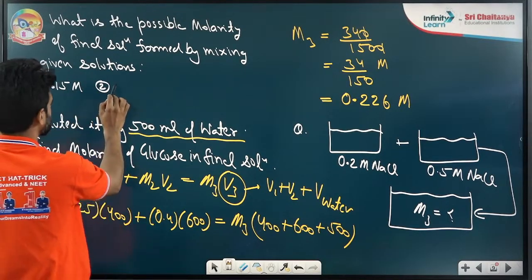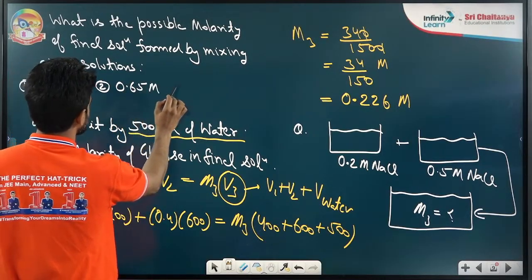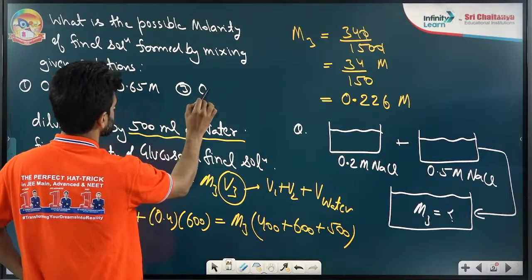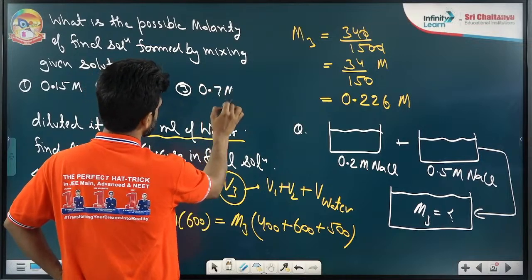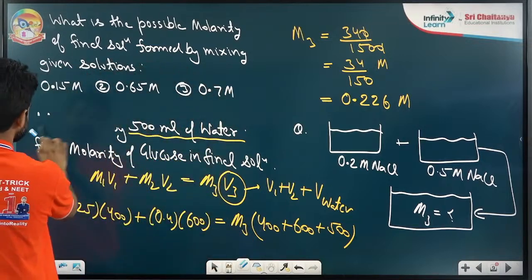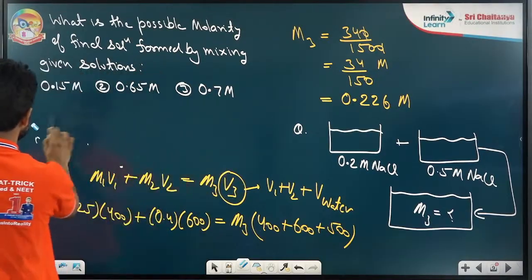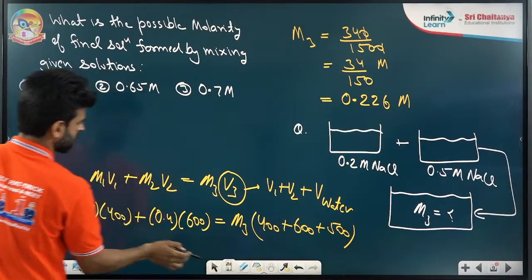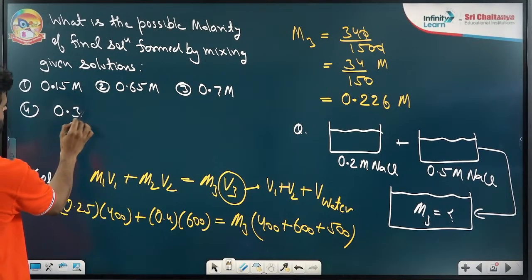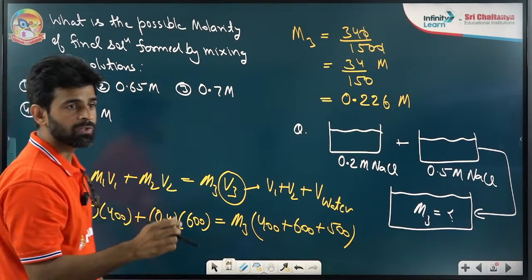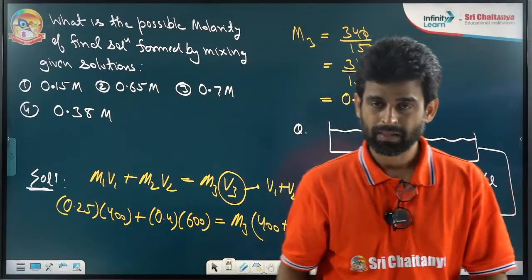Second I am saying 0.65 molar. Third I am saying 0.7 molar, right? And here the fourth one, imagine 0.38 molar. So which of these can be the possible answer for the given question?